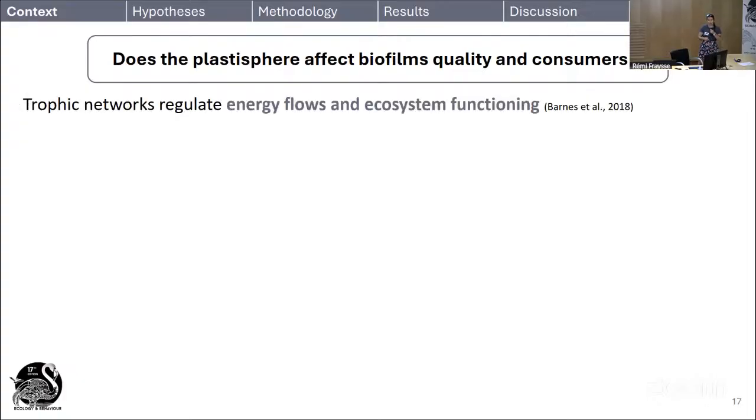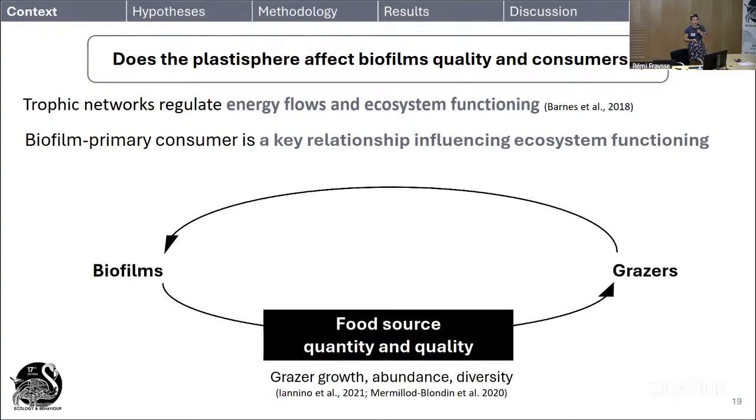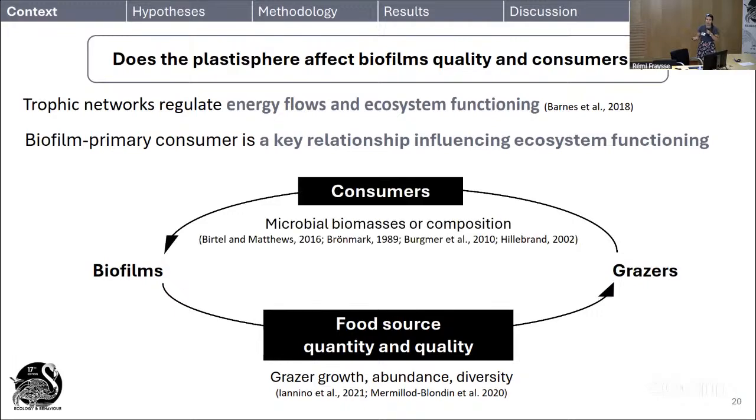Trophic networks regulate energy flows and ecosystem functioning. And the relationship between biofilm and primary consumer is a key relationship influencing ecosystem functioning. So the biofilms can influence their consumers, the grazers' growth, abundance, and diversity, as they are a food source that can change in quantity and quality. And the grazers can also influence the biofilms while grazing. They can change the microbial biomasses and composition.